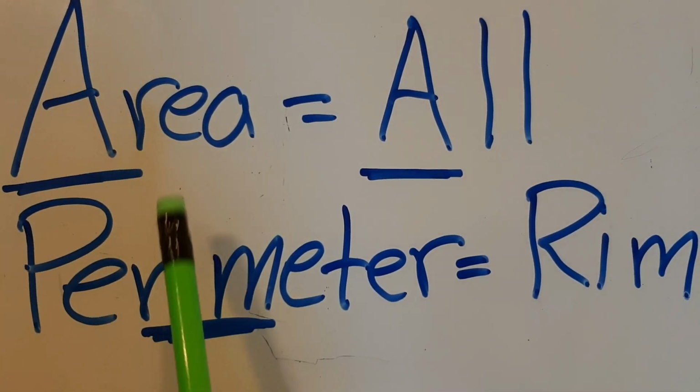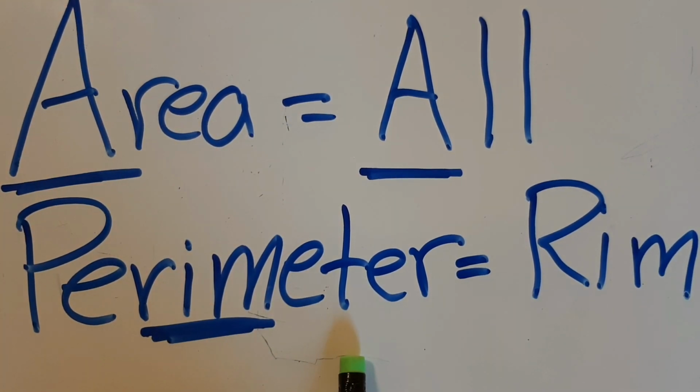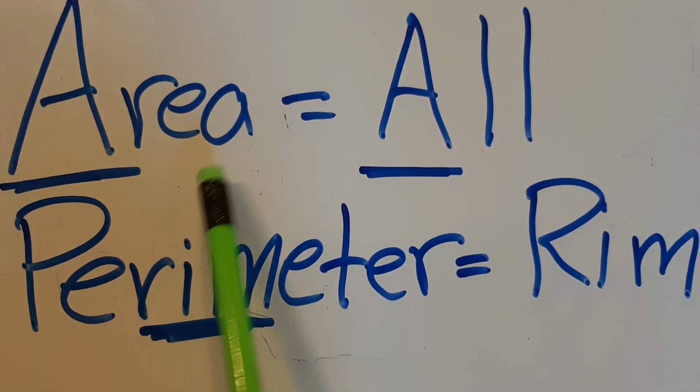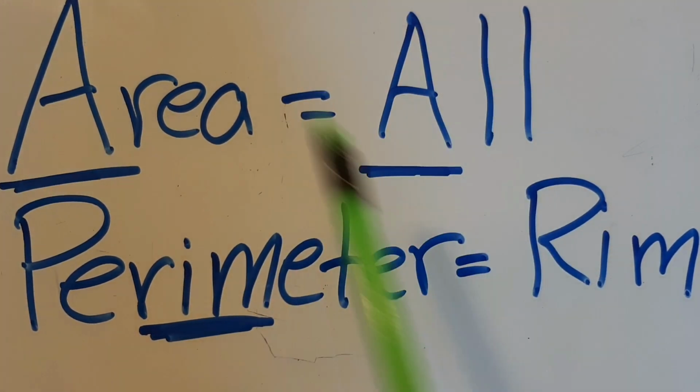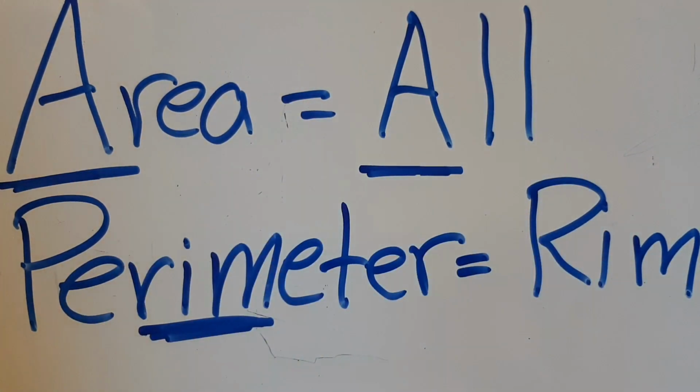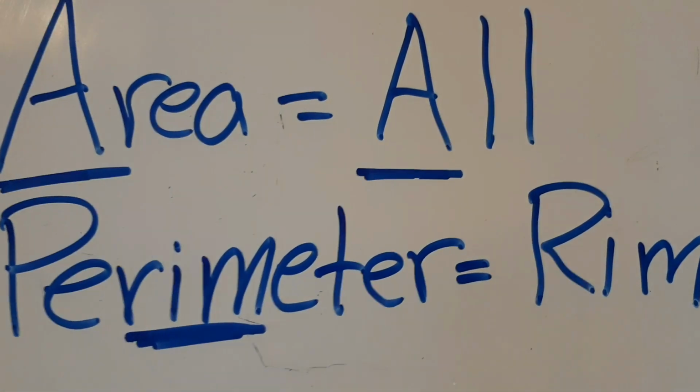Today I want to remind you about area and perimeter. We're going to be finding both for a few shapes today. Remember, area equals all. That's everything in the middle. And perimeter is the rim. That's what's around it. So let's talk about our math today.